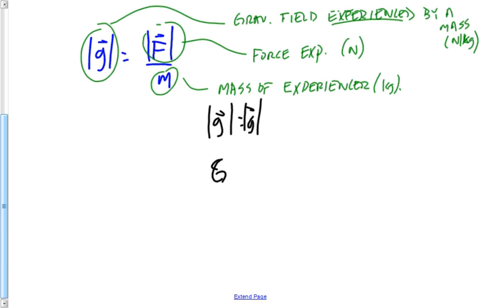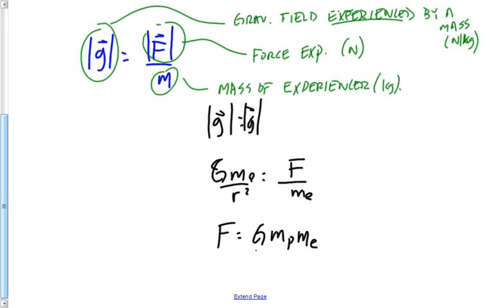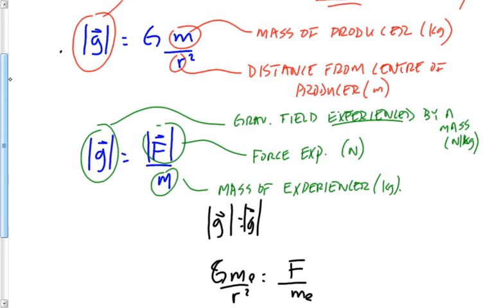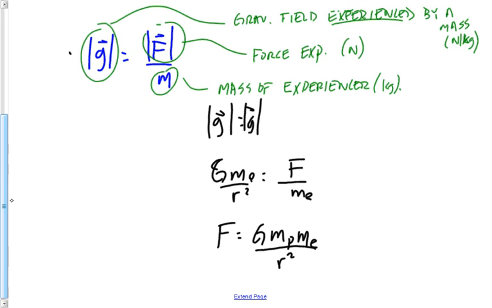Big G, M over r squared is equal to F over m. This M is the mass of the producer. This m is the mass of the experiencer. Let's rearrange that. Solve for F. Take the m up by multiplying. It becomes G times m of the producer times m of the experiencer over r squared. What is that? That's the gravity law, right? So if we combine the two field equations for the producer and the experiencer, then we get the equation that we've already seen 100 times before. Right, Aiden?